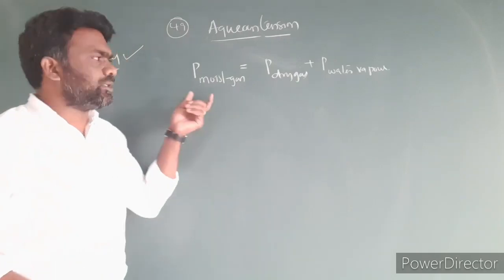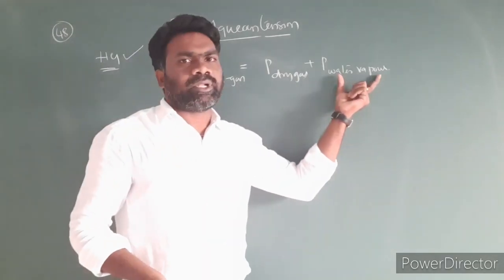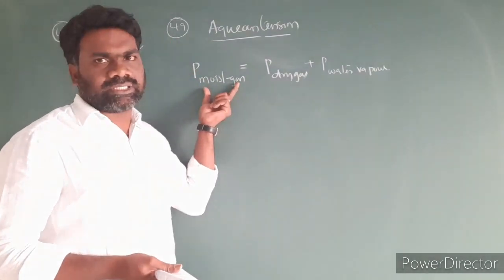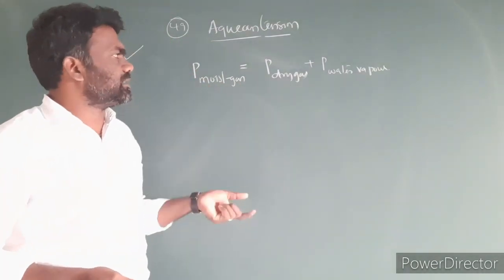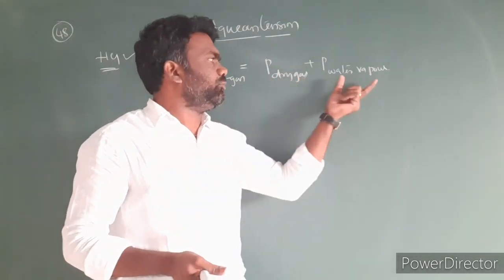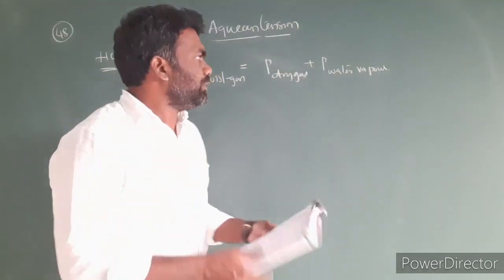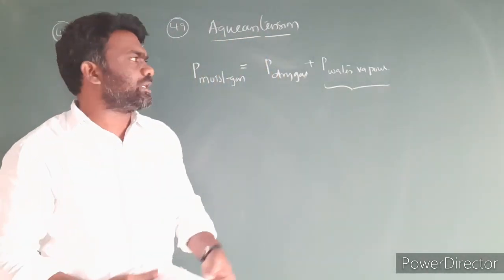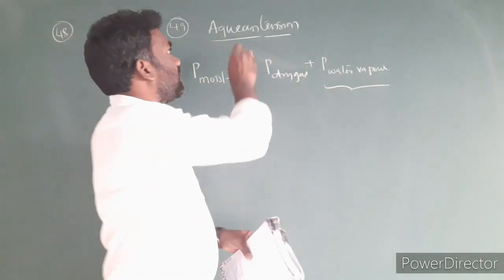So when the gas is collected over the water, some water vapor is also present in the gas. That gas is nothing but moist gas, wet gas. Moist gas consists of dry gas and some water vapor. The pressure exerted by the water vapor is called aqueous tension.